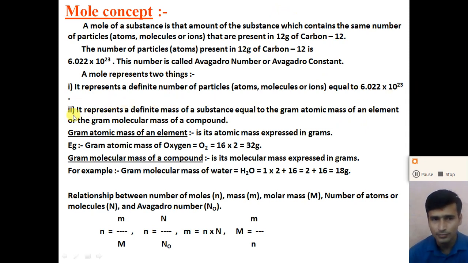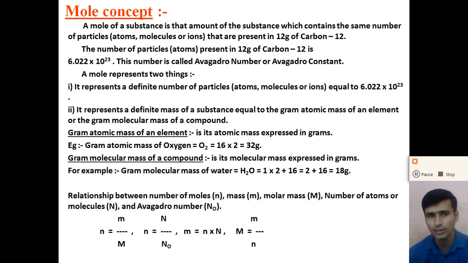And the second point is that a mole represents a definite mass of the substance equal to the gram atomic mass of an element or the gram molecular mass of a compound. A mole represents the gram atomic mass of an element. So if we consider a compound of different elements, it gives the gram molecular mass of the compound.